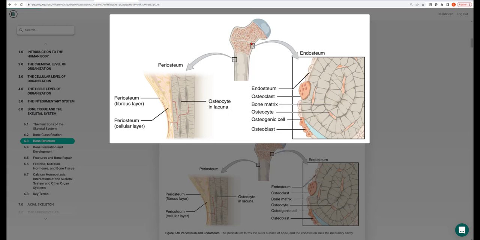Now, in a young bone, and I'll show you a picture of this later as well, in a young bone, there is a gap right here. That gap is the growth plate. In an adult bone, that gap closes to become the epiphyseal line. So here, this is a line. So this line, this epiphyseal line, tells me that the bone has reached its adult length.